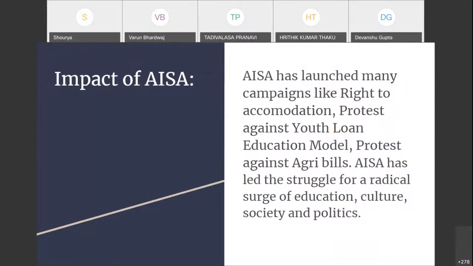Let's talk about the impact AISA has brought. AISA has launched many campaigns like right to accommodation, protest against the youth loan education model, protest against agri bills, and it has led the struggle for radical reform of education, culture, society, and politics. That was the impact AISA brought.